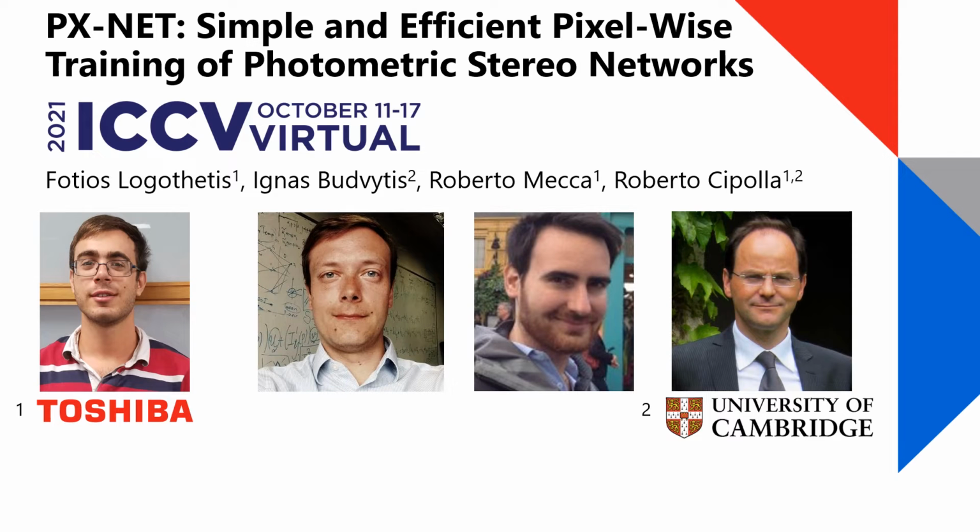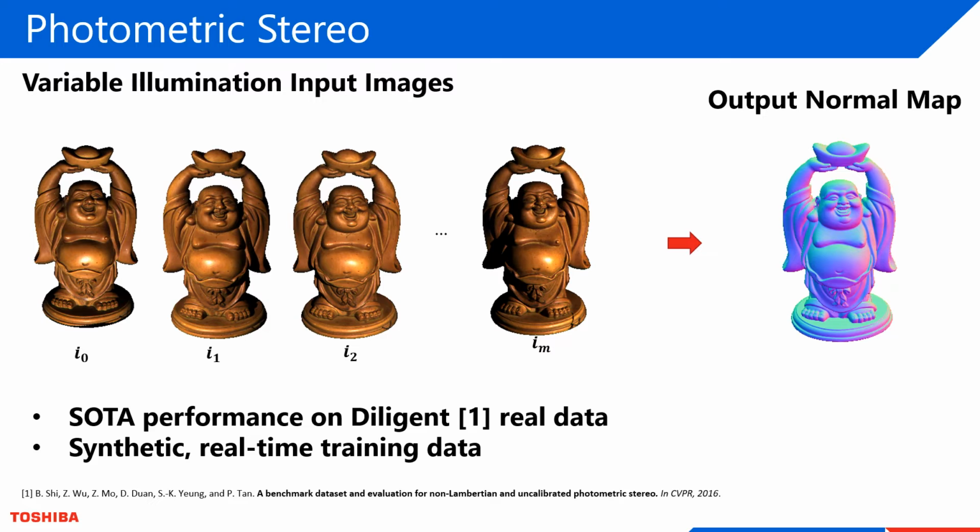This talk will explain our method for training pixel-wise photometric stereo networks. The photometric stereo method aims to recover the surface normal orientation map of an object from multiple images taken from the same point of view with varied illumination. Our work uses a CNN to solve this problem and achieves state-of-the-art results on real data using a synthetic data generation procedure.